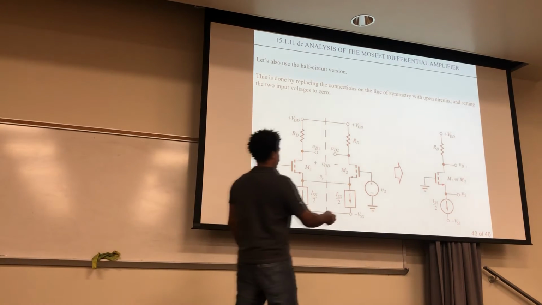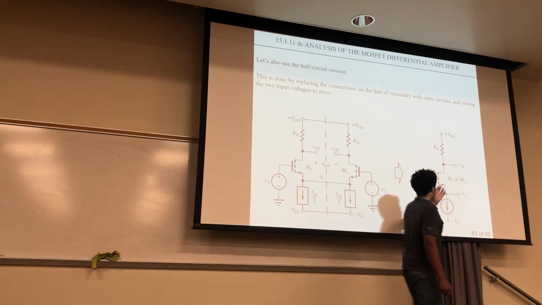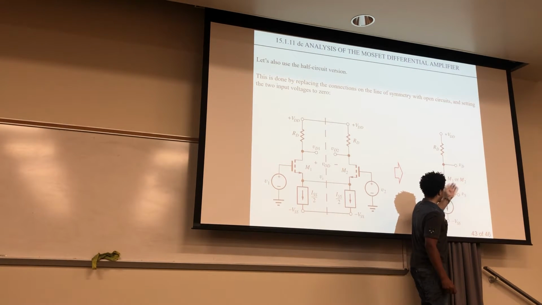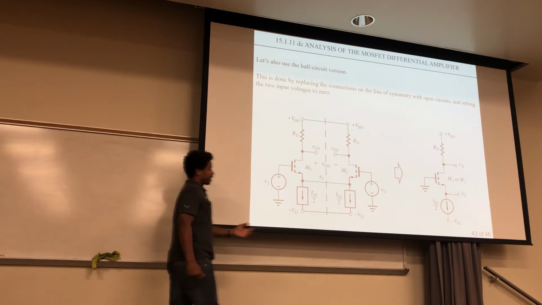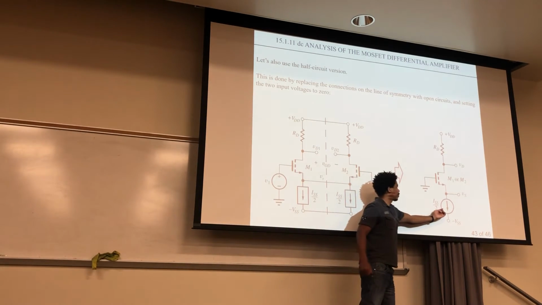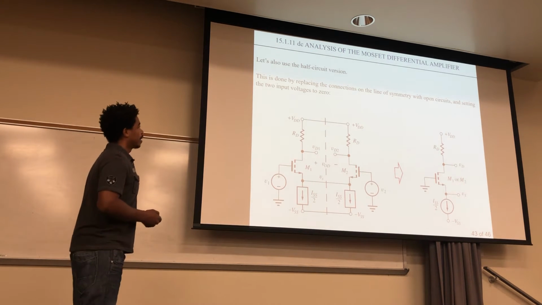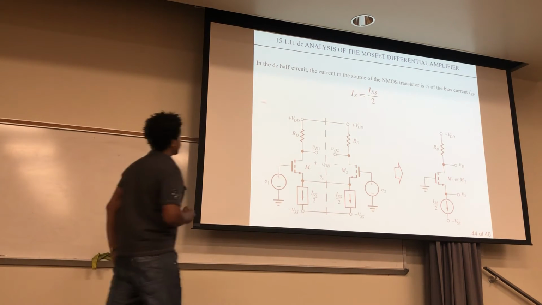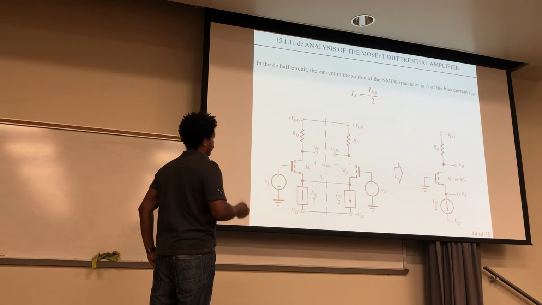So this is what we get over here. And even though we're just looking at the left-hand side, this goes for the other side too. So whatever we figure out here applies to the other side. And since we're using DC analysis, we're taking this element and replacing it with a source. Okay? And so in this DC half circuit, the current in the source of the NMOS transistor is 1/2 the bias. So that's why this right here got replaced with this.